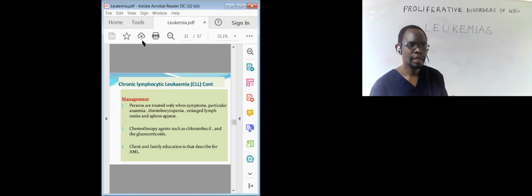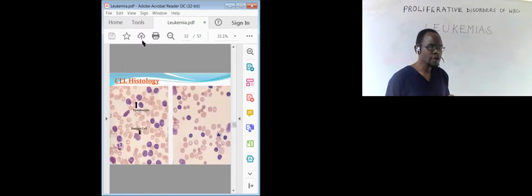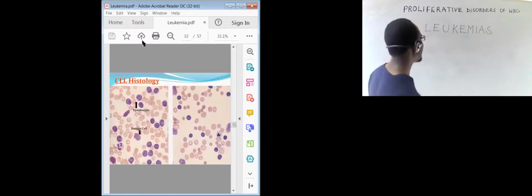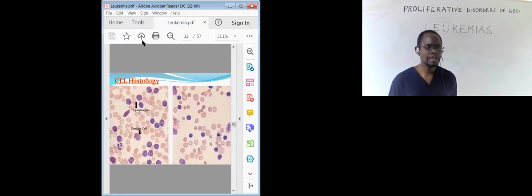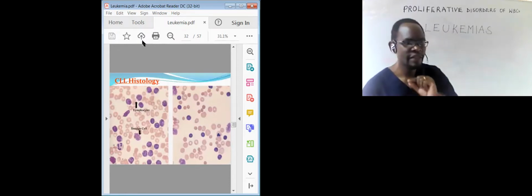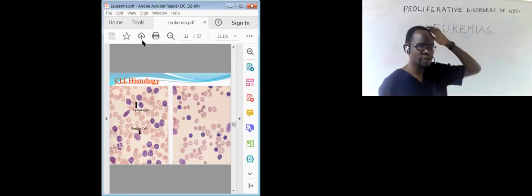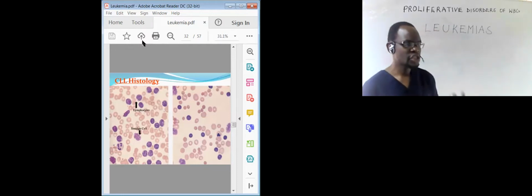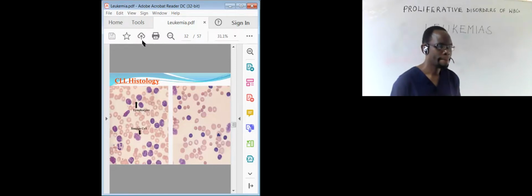Exactly. So if you can see the chronic lymphocytic leukemia, the cells are smaller, as we mentioned.